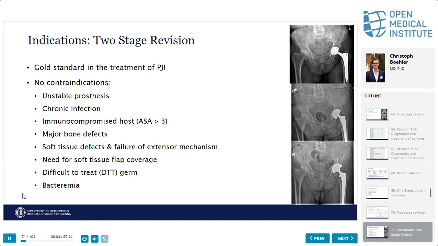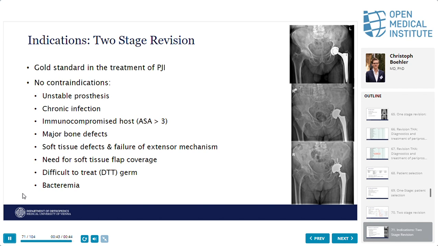We don't see any contraindications, so you can use it with an unstable prosthesis, chronic infection, immune-compromised host, major bone defects, bad soft tissue. You can also do flaps in a two-stage. We can use it in difficult-to-treat germs, and in patients with sepsis. What we would do in a patient with a really high CRP, 30, or maybe in some cases 300, depends what margins you're using, we would first do a drainage, just a drainage, wait until the patient is better, and then perform the explantation.